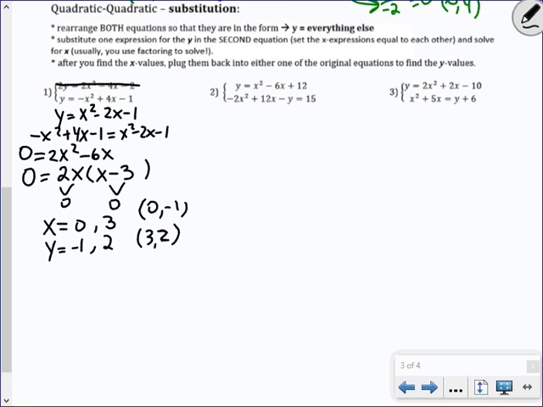Just plug in 0. 0 squared is 0, negative 2 times 0 is 0, 0 minus 0 is 0, 0 minus 1 is negative 1. You're going to do it, it really shouldn't be that hard to do in your head.